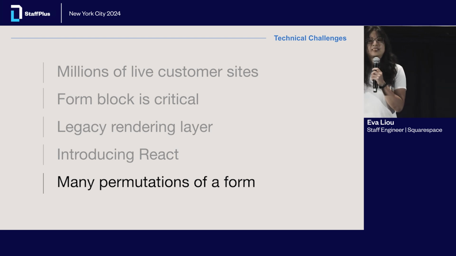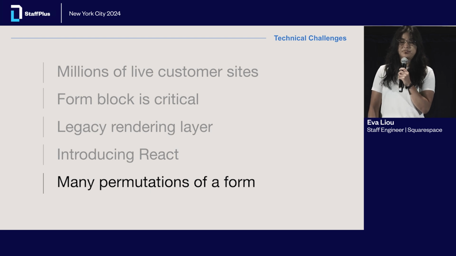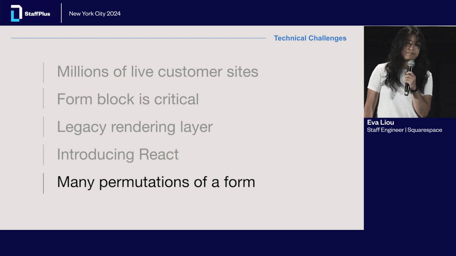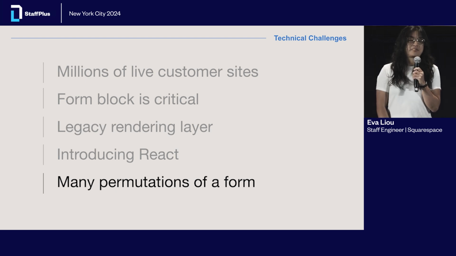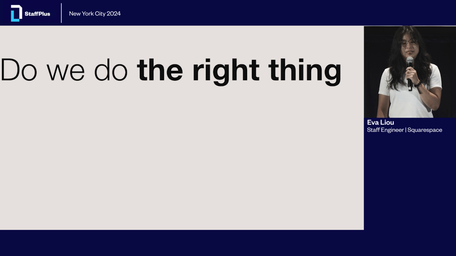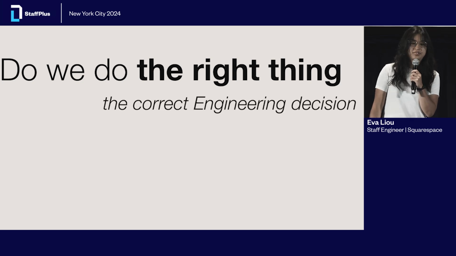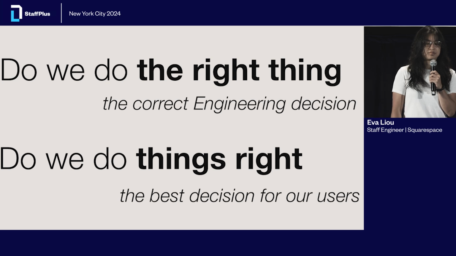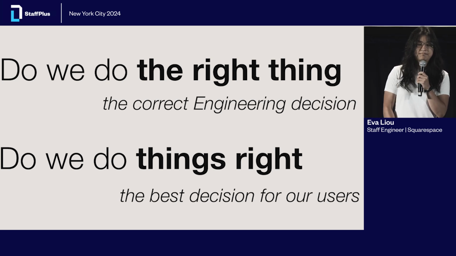I'm not here to get into technical details about these challenges because the main challenge of this project wasn't technical, it was existential. And the existential question we were confronted with several times was this: do we do the right thing, the correct engineering decision, or do we do things right, the best decision for users? And this question is what I ultimately want to talk about.